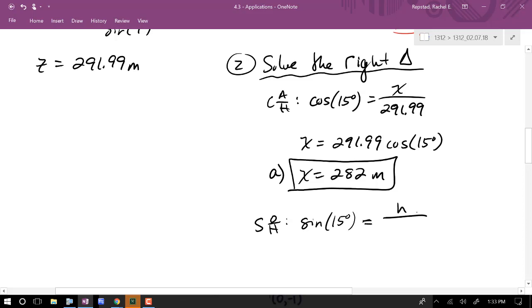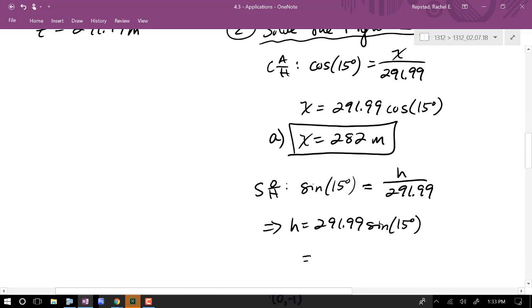So that's the height over the hypotenuse, 291.99. So the height... And what do we get for this? What is it? 75.6? And that's the answer to part B.